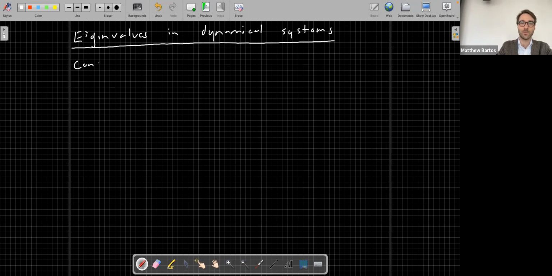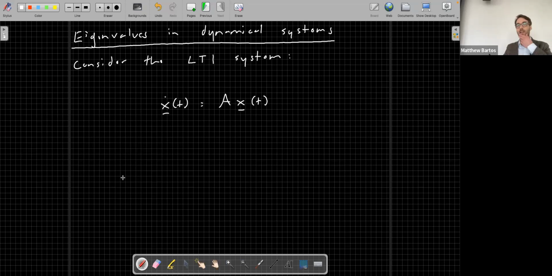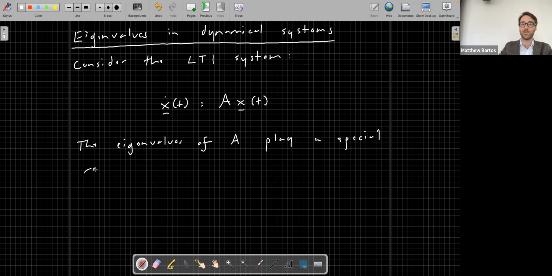Okay, so consider the homogeneous LTI system. Let's say we have x dot of t is equal to A times x of t. The eigenvalues of A play a special role in the properties of this system. And you're going to see in a second what that role is.